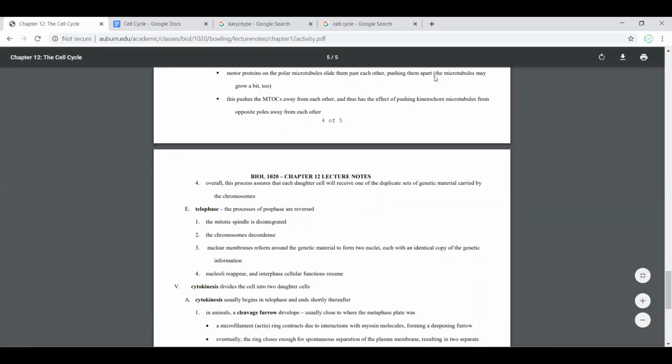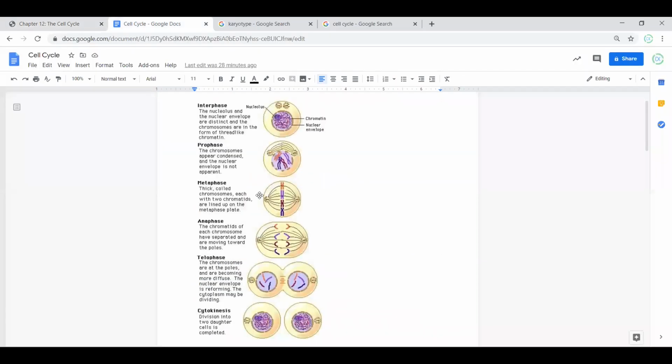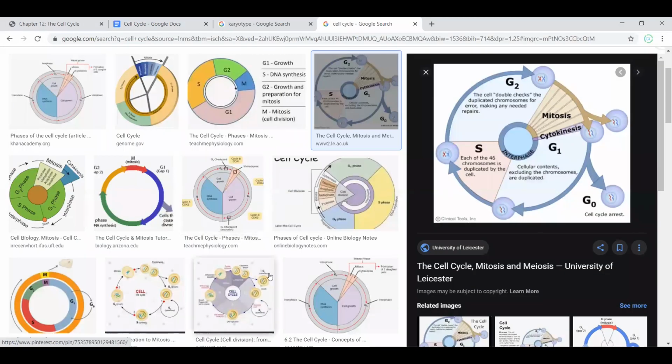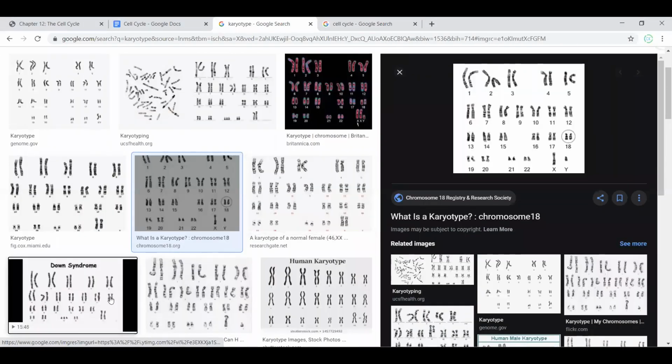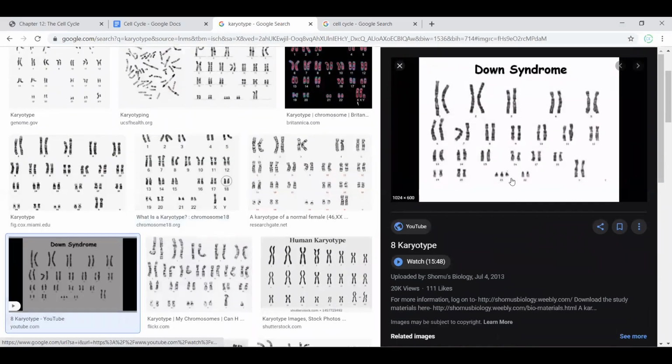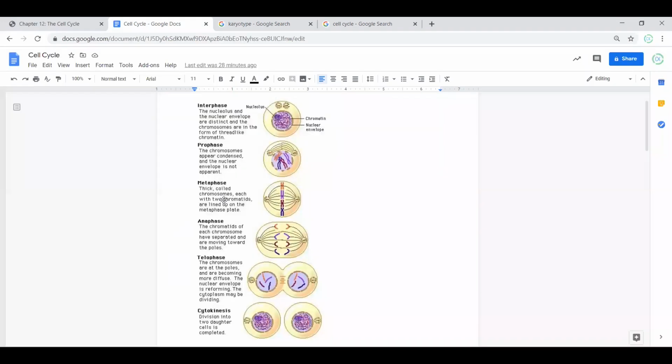So an important thing about this is that if this process occurs incorrectly, you can actually have many disorders. So just going back to the karyotype, if we look at that Down syndrome one, we can see that there are 3 copies of chromosome 21. And so this can actually occur when this anaphase, or the division of sister chromatids, occurs incorrectly.